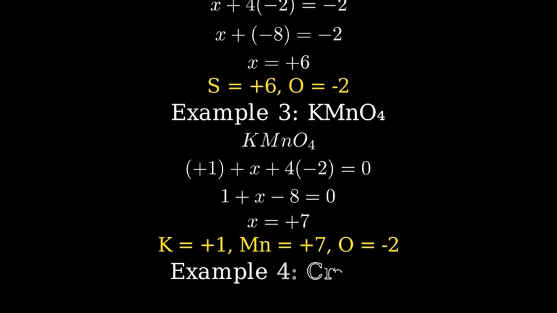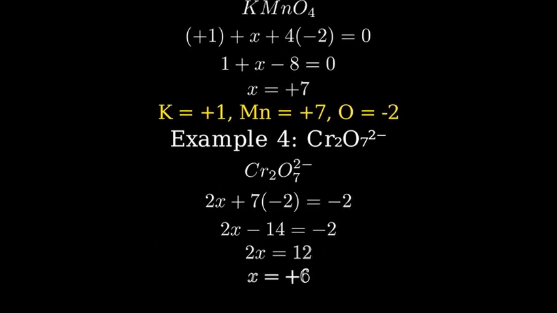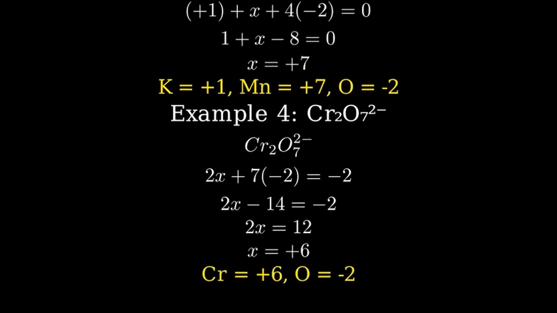Let's do one final example. The dichromate ion, Cr₂O₇²⁻. We have 7 oxygens at -2 each, that's -14. The overall charge is -2, with 2 chromium atoms sharing the remaining +12 charge. Each chromium must be +6.